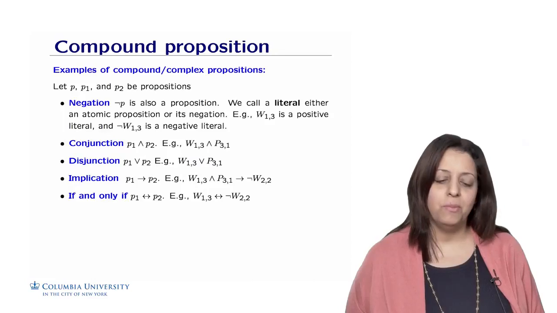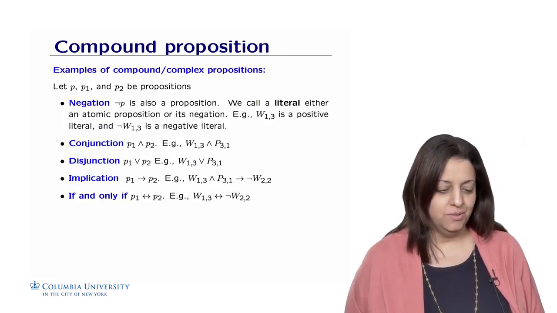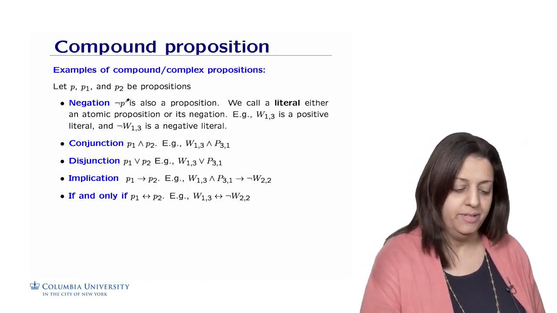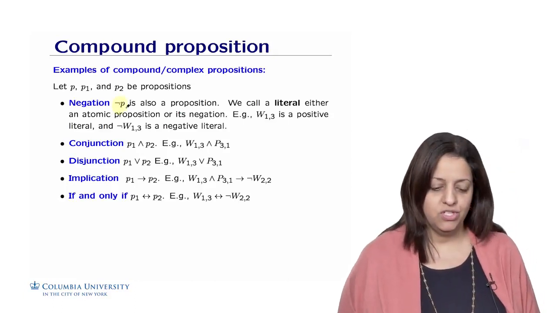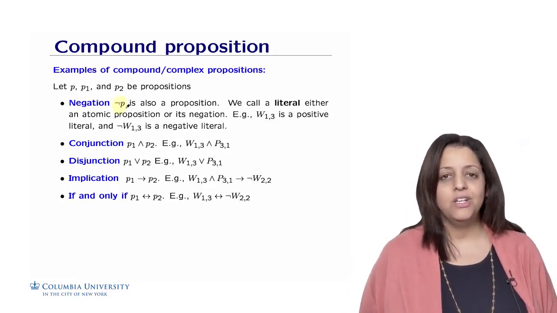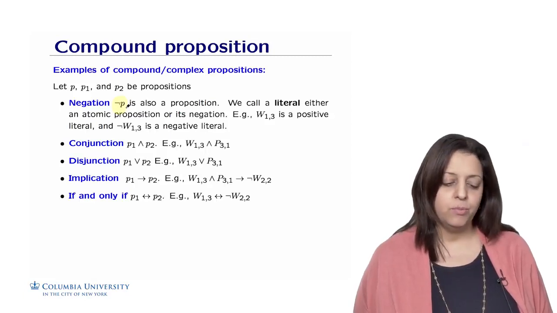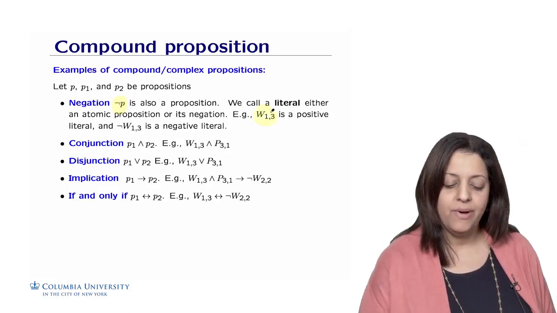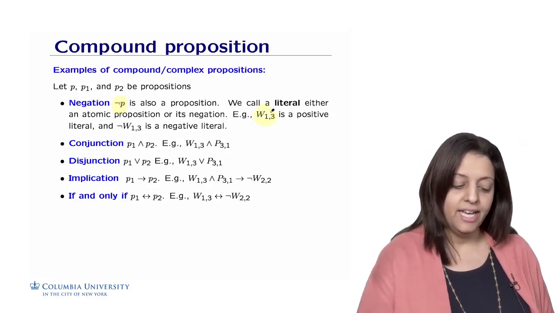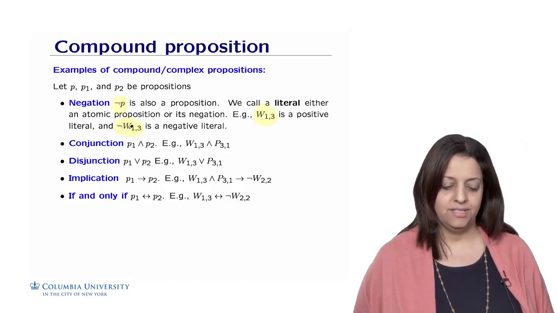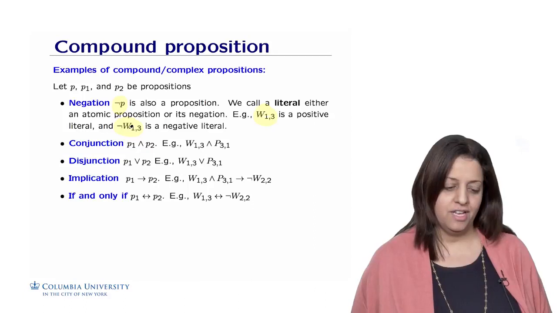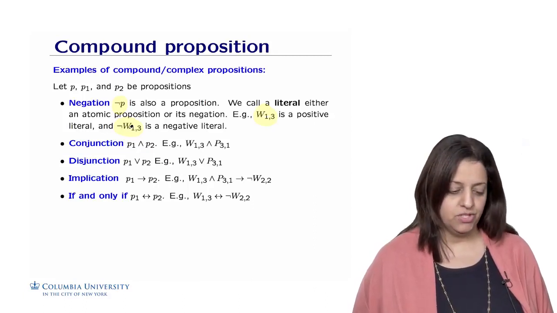Examples of compound or complex propositions are as follows. Suppose we have propositions P1 and P2. The negation of a proposition, noted as negation of P, is also a proposition. We call in propositional logic a literal either an atomic proposition or its negation. We call, for example, W13 a positive literal, and we call negation of W13 a negative literal. But both of them are compound propositions because they are the negation of another atomic proposition.